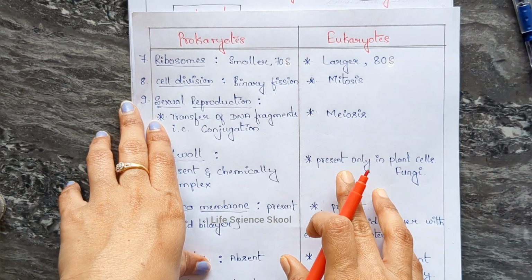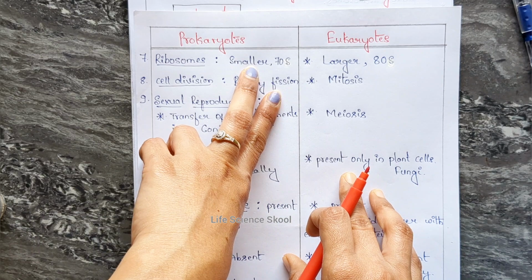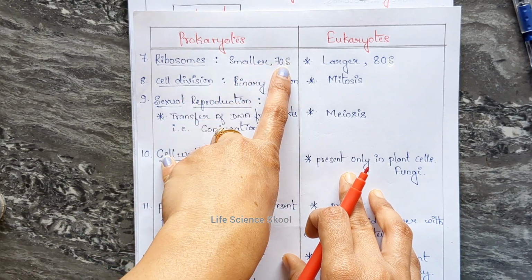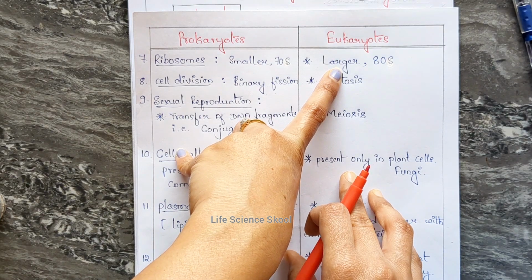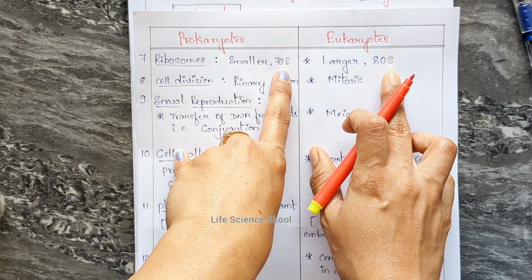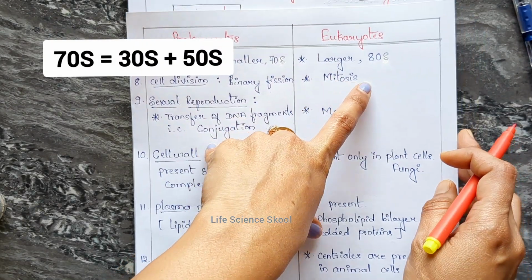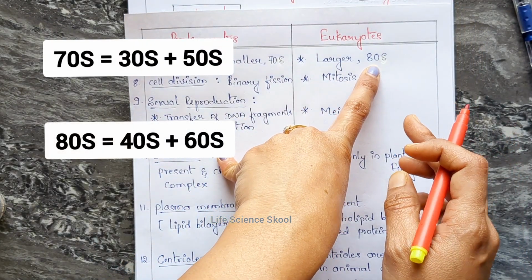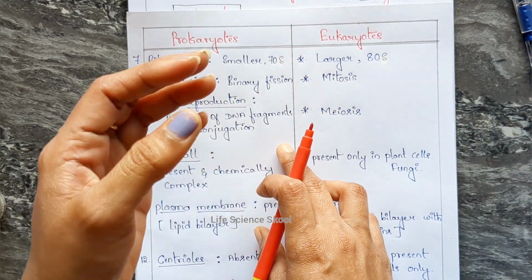Moving on to the next differences. Seventh one, ribosomes. In prokaryotes, smaller ribosomes are present, which are 70S. And in eukaryotes, there are larger ribosomes, which are 80S. 70S is 30S plus 50S. Larger ribosomes, 80S, is 40S plus 60S. Next, moving on to cell division, how the cell is going to divide.